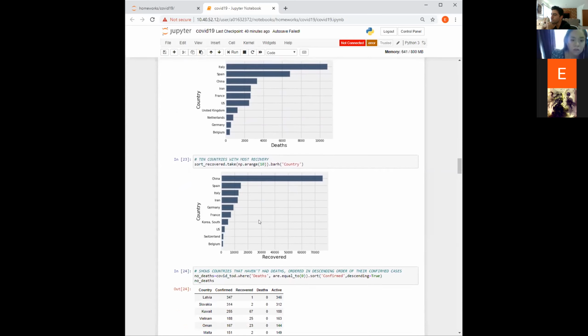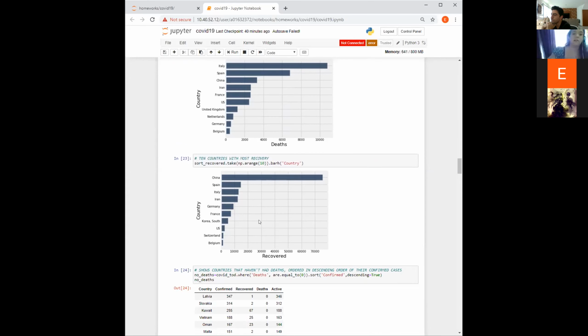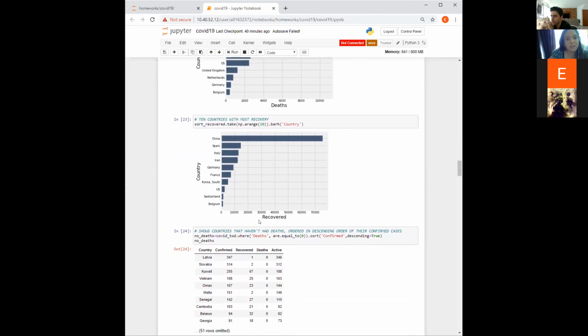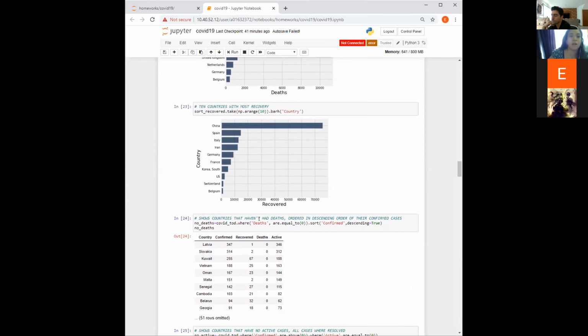Then we found in the next table, down here, the countries that had no deaths yet. So they have active cases, but no deaths yet. And we see that Latvia is the one that has the most cases without any deaths. It already has 347 confirmed cases and it hasn't had any deaths. For example, I think in Mexico it was around case number 80 when we had our first death.